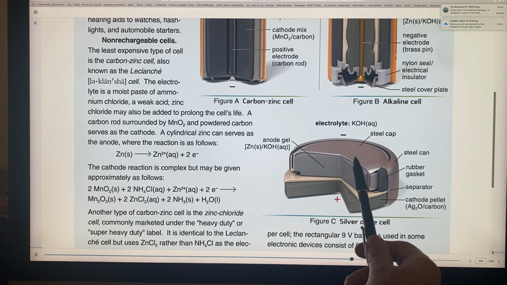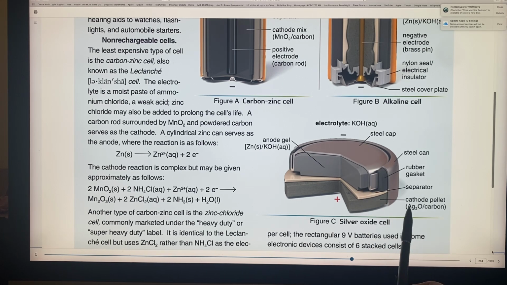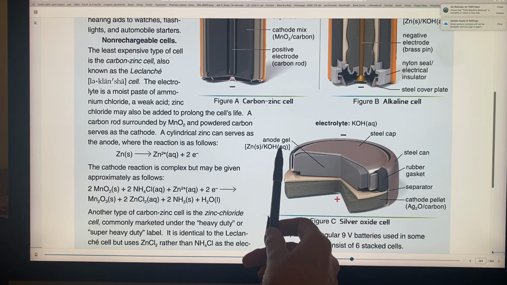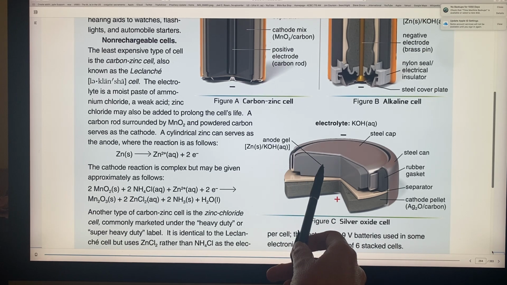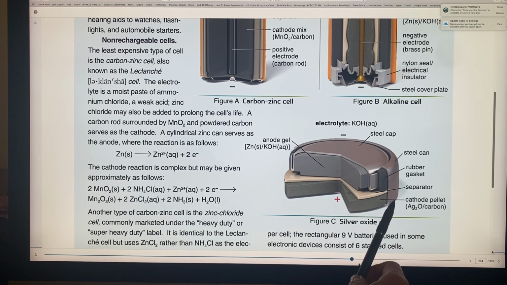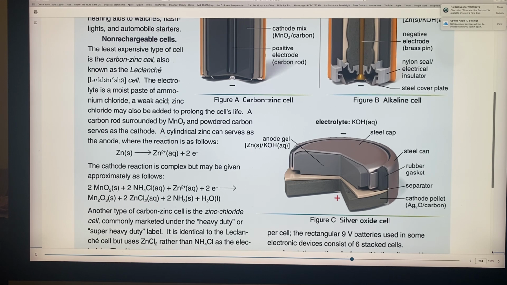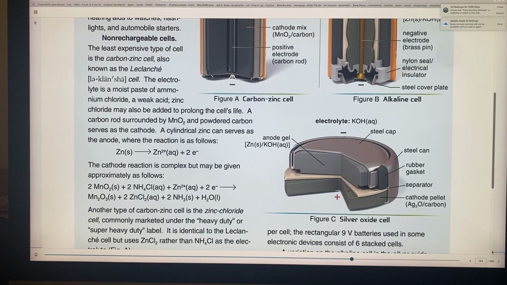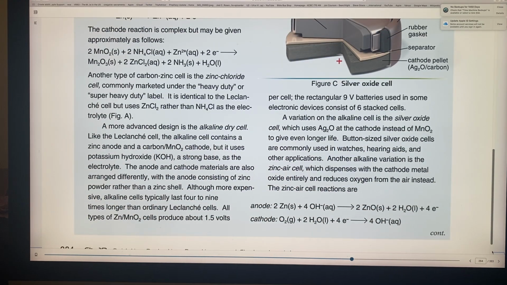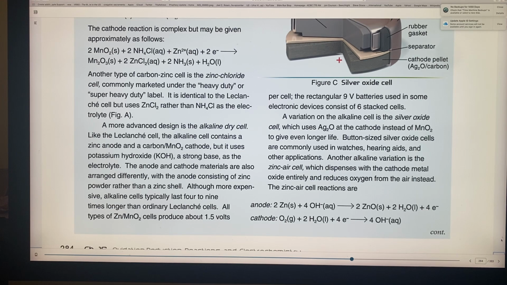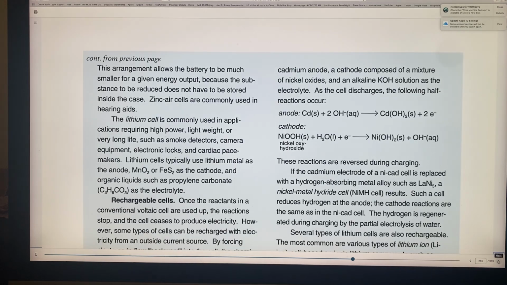The battery, as you see here, has a little rubber gasket separator. The cathode is down here with the silver oxide and carbon. And then we have the anode with the zinc and the potassium hydroxide here. So here you have one side and the other side, the steel cap. How they put that little tiny thing together, but they're putting together a battery for us, right? So just remember, it has to do with silver oxide. And then, going on, here's the button size here. Let's go on to the continuation here.